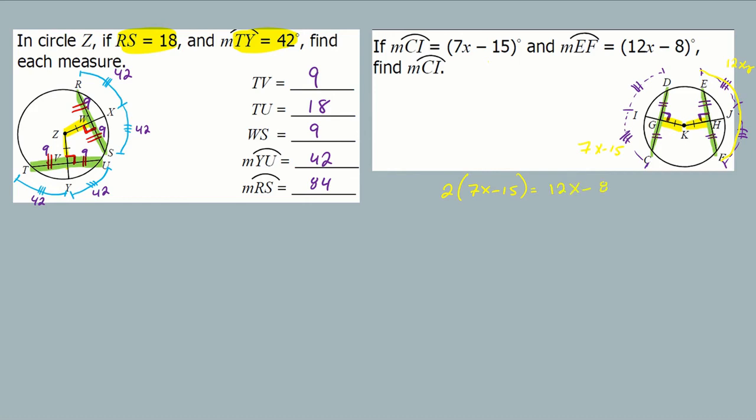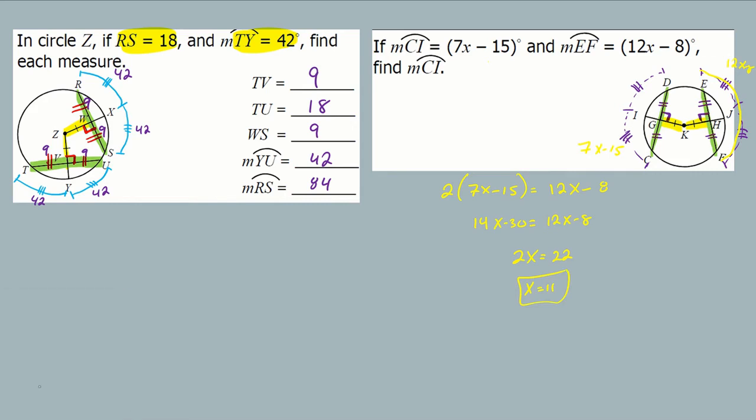And so from here, it's simply a matter of solving for x. So we're going to distribute. So 14x minus 30 equals 12x minus 8. Move the 12x to the other side, move the 30 to the opposite side. So 12x goes to the left by subtracting, and we're left with 2x. 30 goes to the right by adding, so we get 22, and we end up with x being 11.